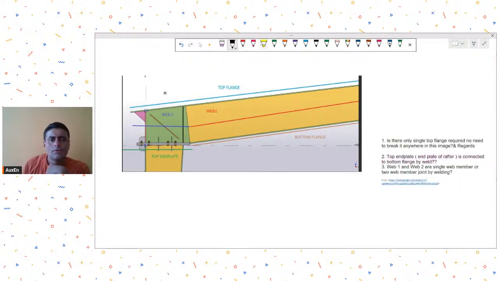His first question is, is there only one single top flange required? No need to break it anywhere in this image.